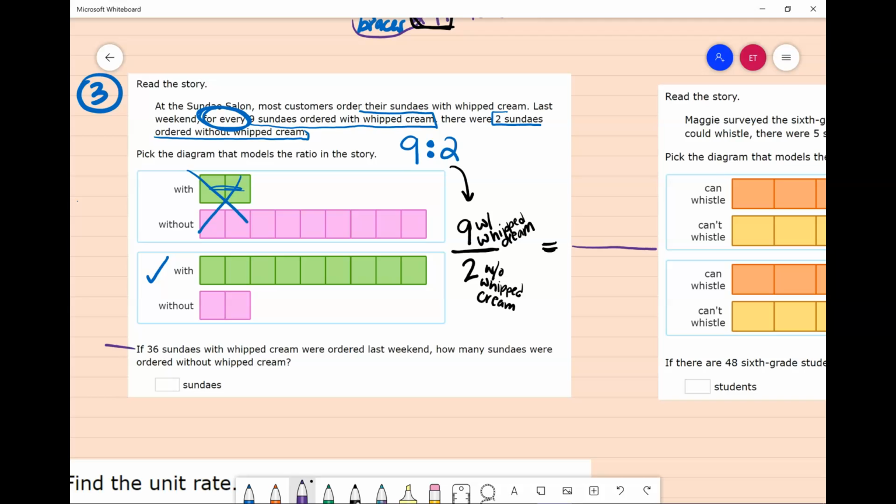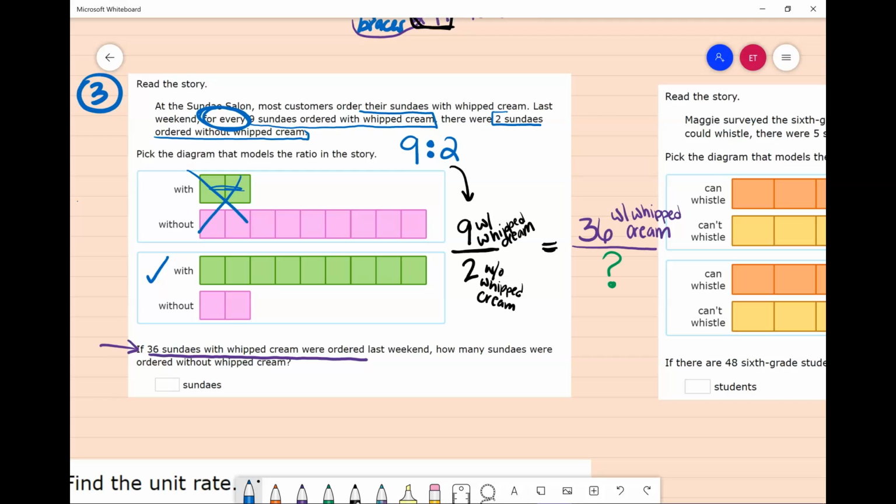Now down here, I get more information. It tells me 36 sundaes with whipped cream were ordered. So 36 is going to go as my numerator because that is represented by the people who ordered whipped cream with their sundae, and we are looking for how many people did not want whipped cream. So again, because these are equivalent ratios, they're going to have a relationship between them.